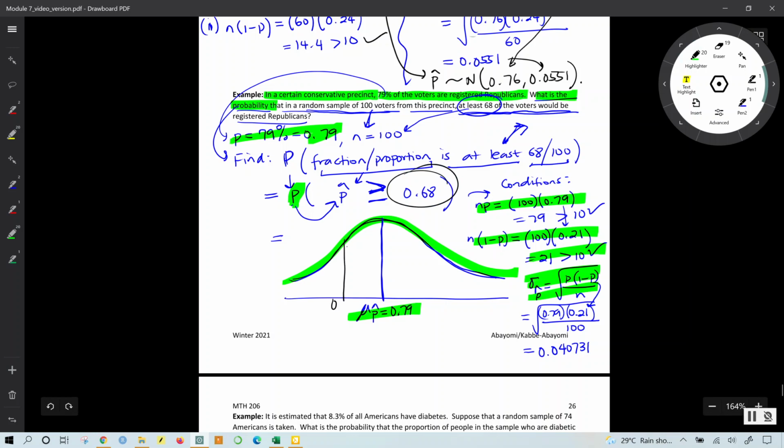Now that I have the parameters of the sampling distribution of p hat, I can now locate the value 0.68, which is a number lesser than 0.79, so it should lie to the left of 0.79, and I'm interested in the area above. So this is the area of the probability I'm interested in. I'm allowed to use the normal calculator because of the approximation that is possible because it met these conditions. So I'm going to key in 0.79 and this value in my normal calculator.